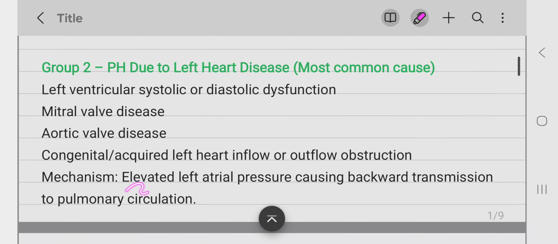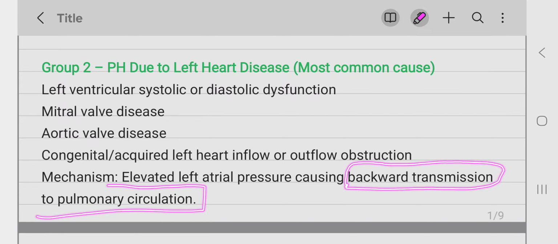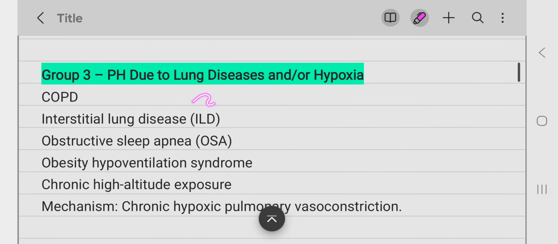Mechanism is elevation of the left atrial pressure. When there is elevation in the left atrial pressure, it increases the backward flow of blood to the pulmonary circulation, and in this way there is pulmonary remodeling leading to the development of pulmonary hypertension. Then group 3 pulmonary hypertension due to lung diseases and or hypoxia.